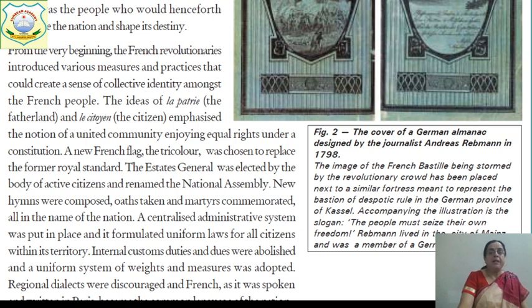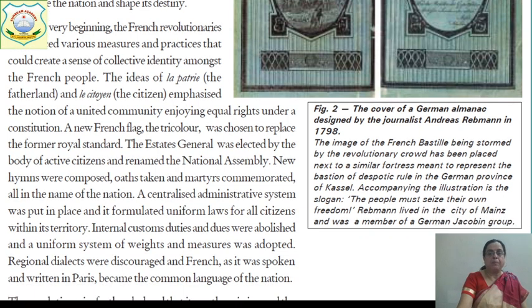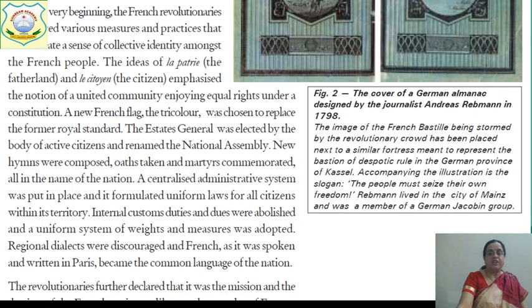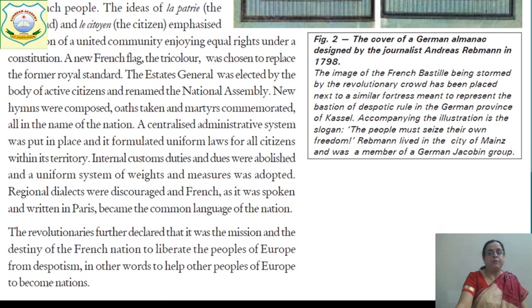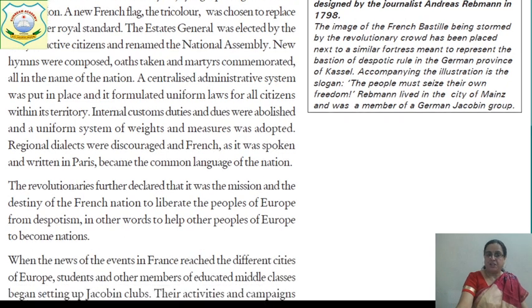The National Assembly. Then new hymns were composed and oaths were taken, all in the name of the nation. Then a centralized administrative system was put in place. Then it formulated uniform laws for all citizens within its territory. Then internal custom duties and dues were all abolished, and a uniform system of weights and measures was adopted, children. Then regional dialects, regional languages were discouraged, and French became the common language of the nation.